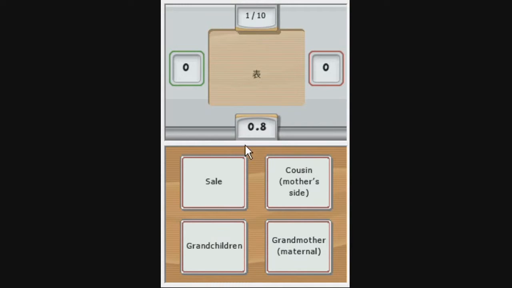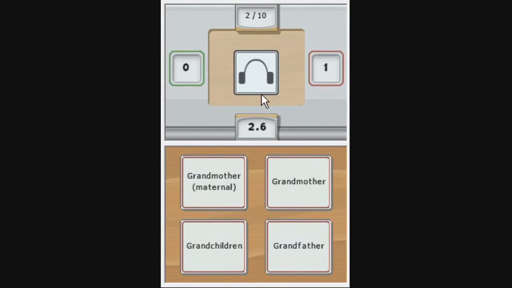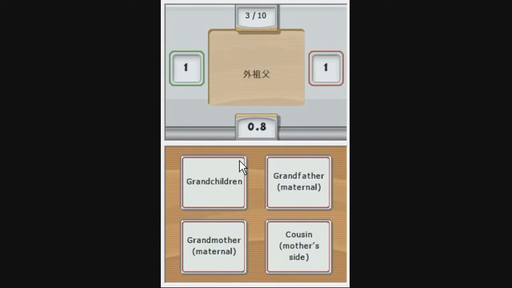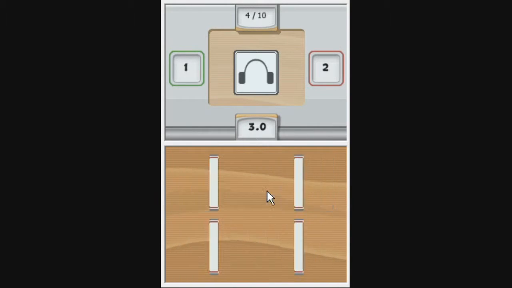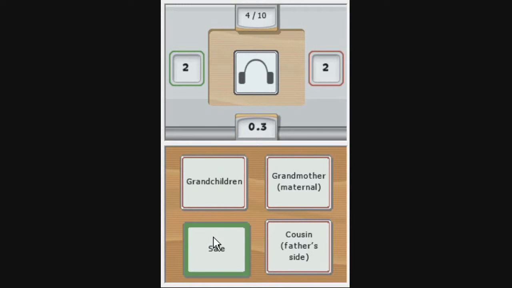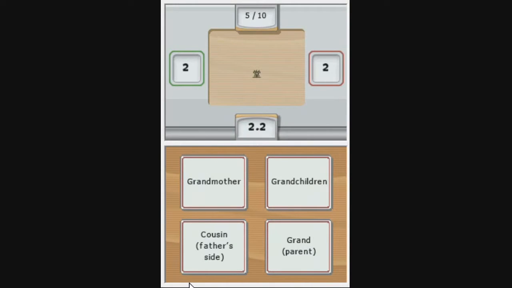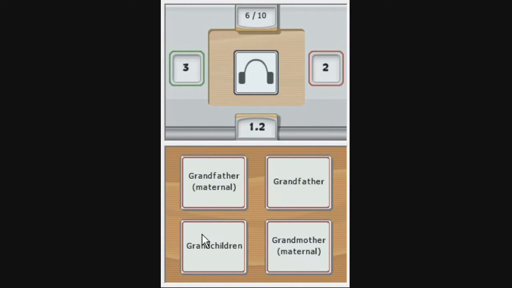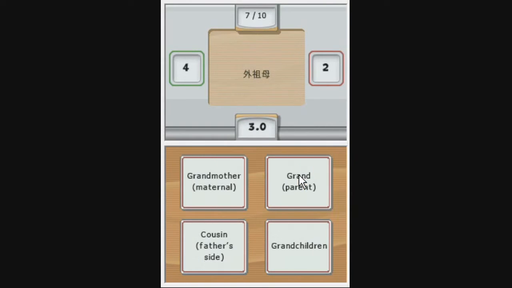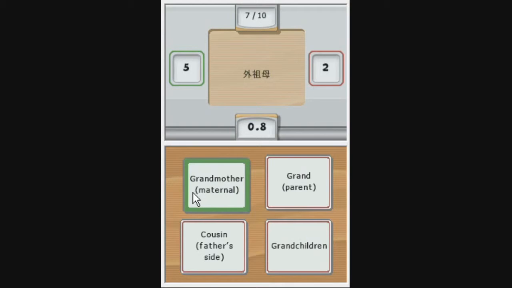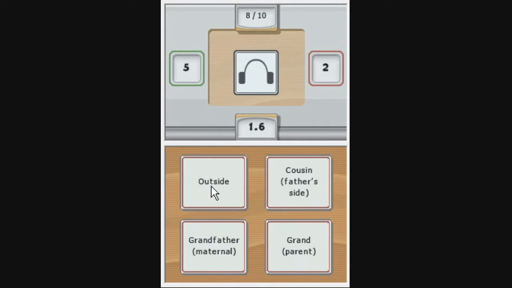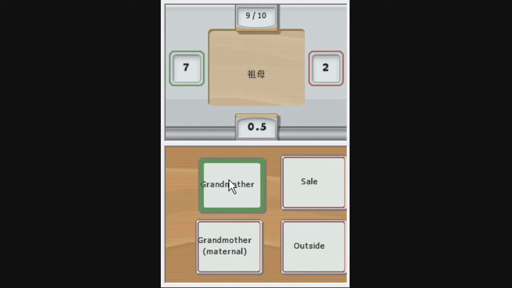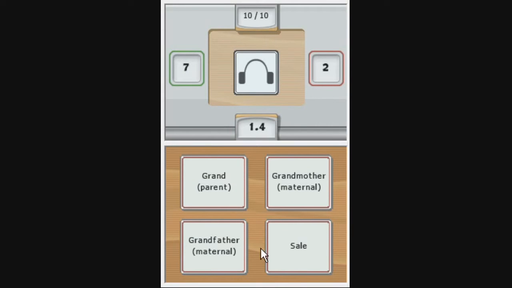I think it's Biao she's saying, I'm not sure though. Cousin mother's side. Sun is grandchildren. But where's the wai? 外祖父. Wai zu fu is the grandfather maternal, is that one? 出售. Chu shou is sale, isn't it? Tang is cousin father's side. 祖父. Zu fu is grandfather. 外祖母 is grandmother maternal. 外 is outside. 祖母 is grandmother. 祖 is grand.